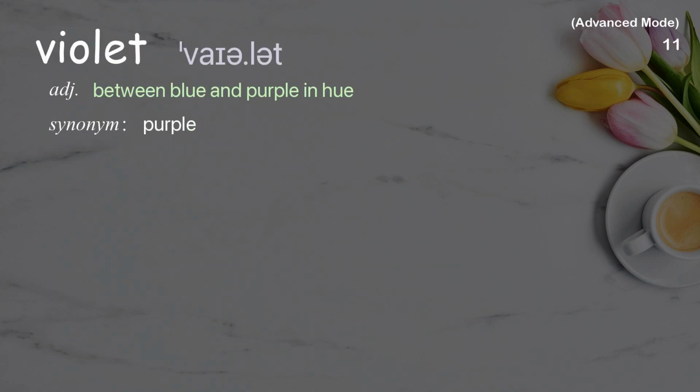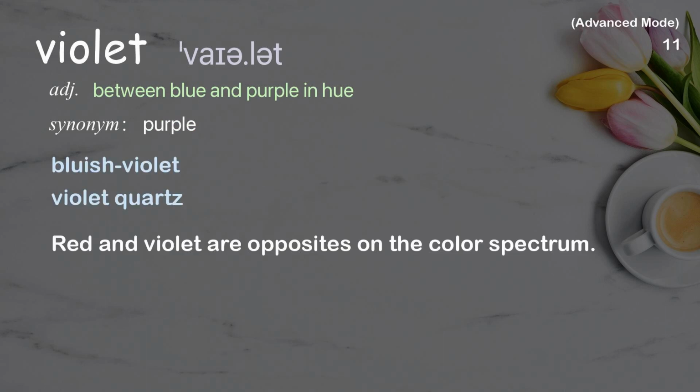Violet. Between blue and purple in hue. Examples: Bluish violet. Violet quartz. Red and violet are opposites on the color spectrum.